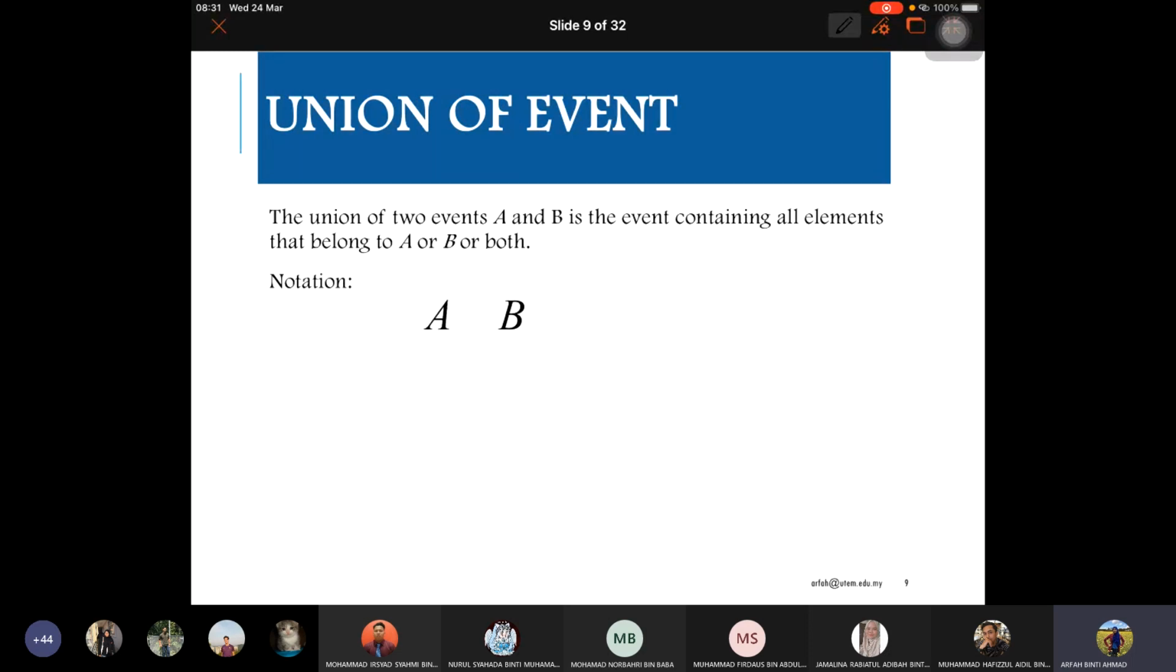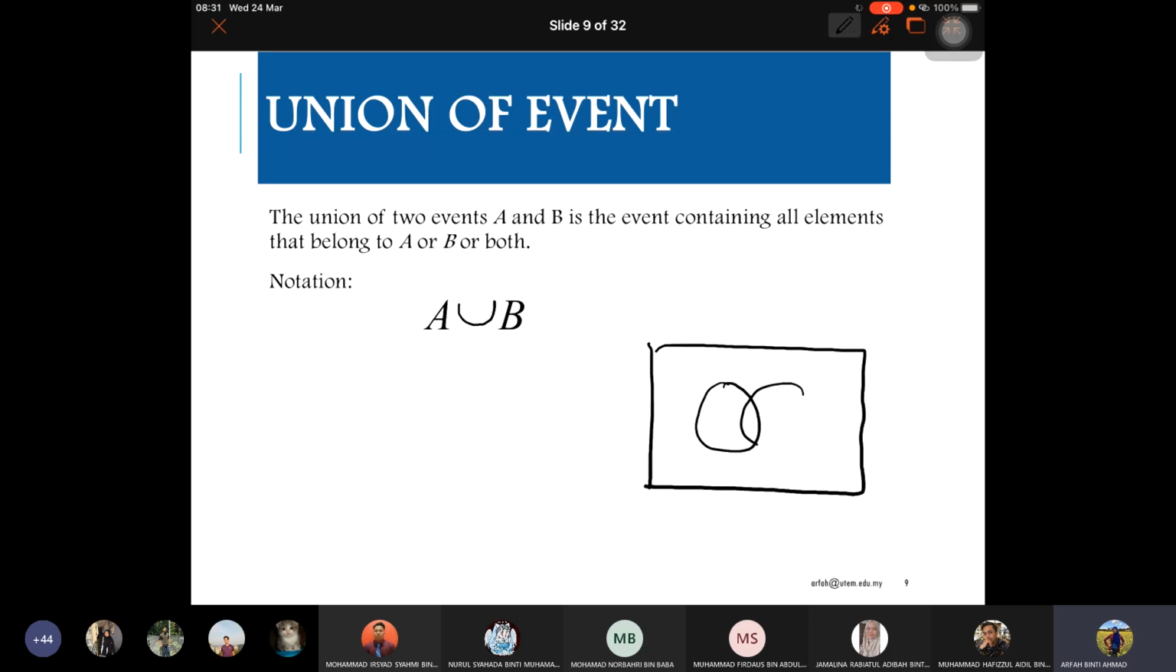Two events A and B are union if all the elements in A also belong to B. So senang cakap semua yang ada dalam A dan juga yang ada dalam B. So A union B. In this case, if you draw the Venn diagram, this is the set of the function that we are interested. Ini adalah event A and this is event B. So A union B is all the things that is in event A that also belong to event B. So ini adalah case A union B.